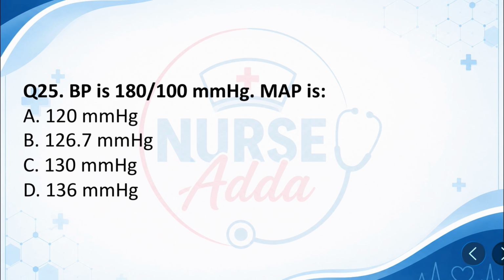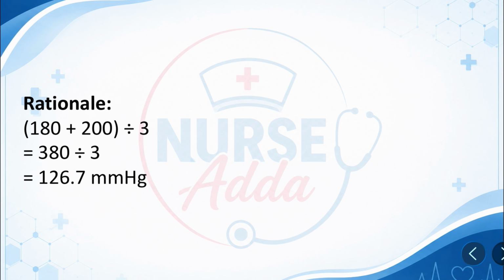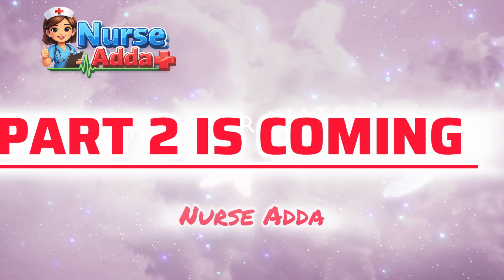Question number 25. BP is 180 by 100 mmHg and MAP is what? The right answer is option B, 126.7 mmHg. Rationale: 180 plus 200, divided by 3. By this, we get the right answer, 126.7 mmHg.